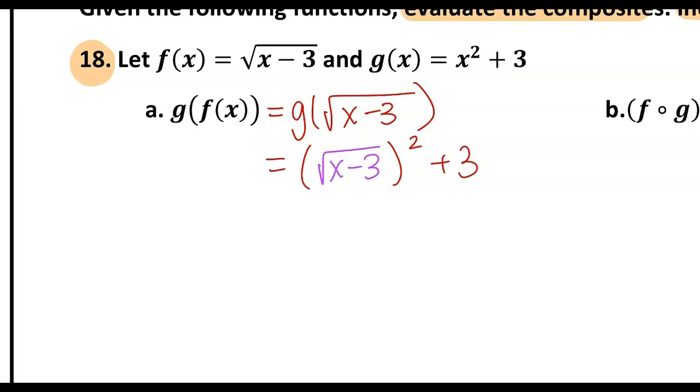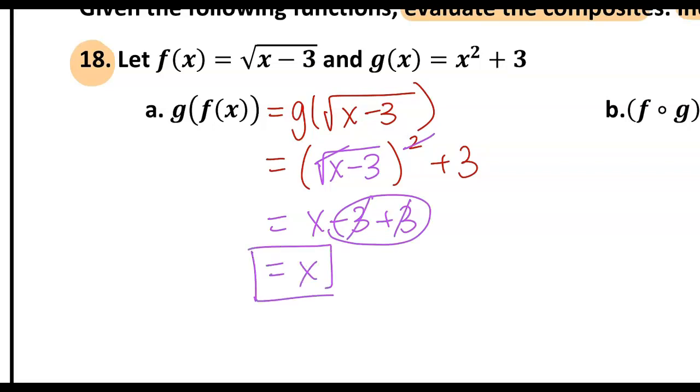Andrea, what can I do here to simplify? They cancel each other out. They're inverses of each other, so you can cancel those. So we're going to leave that with x minus 3 without the radical, plus 3 at the end. What can you do now? And what is negative 3 plus positive 3? 0. It cancels. So you're just left with x.